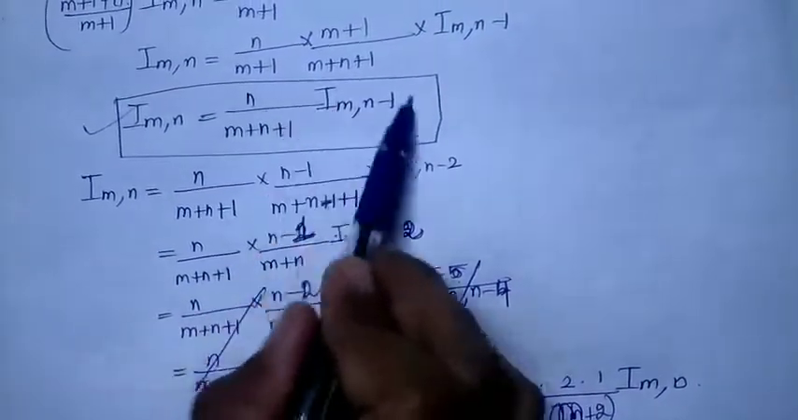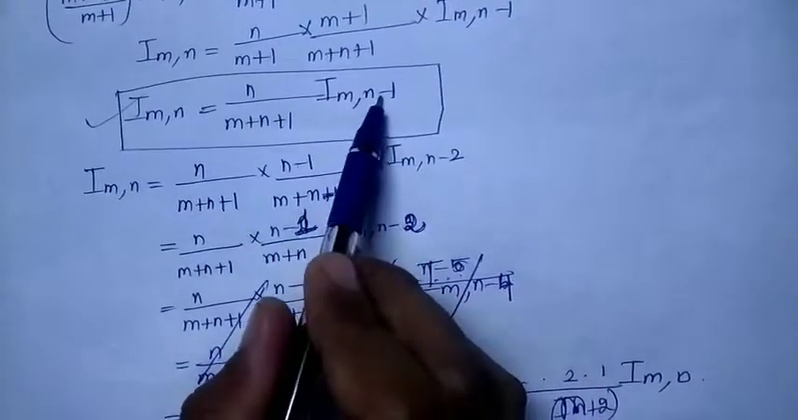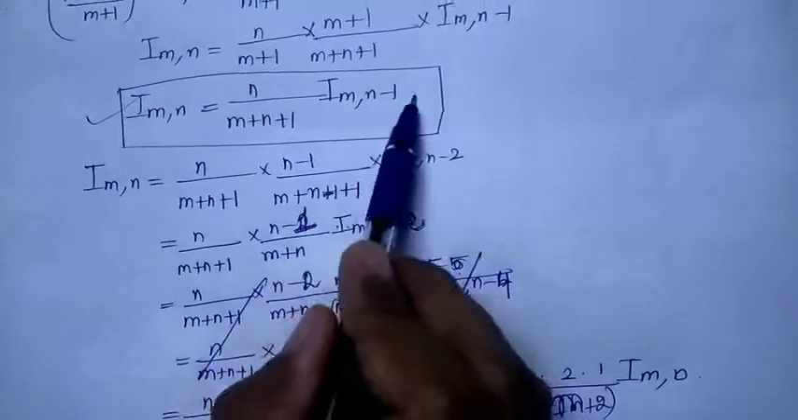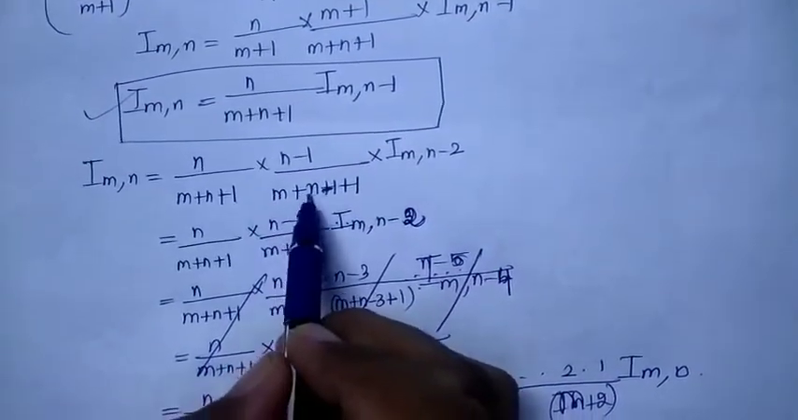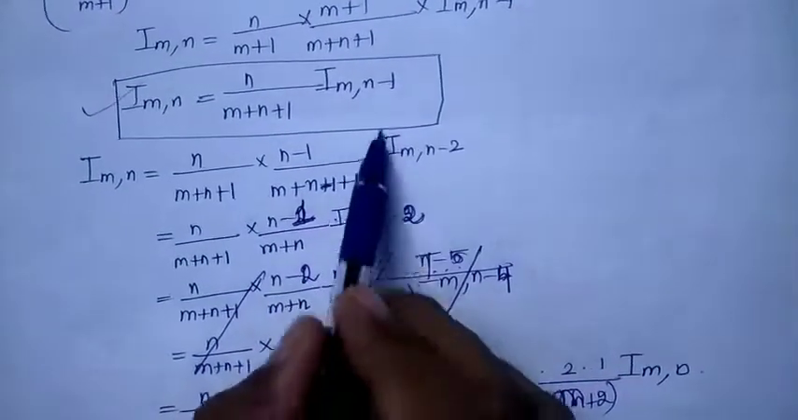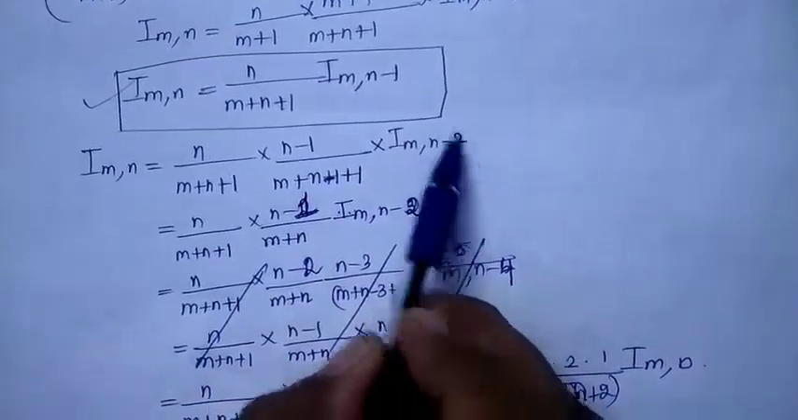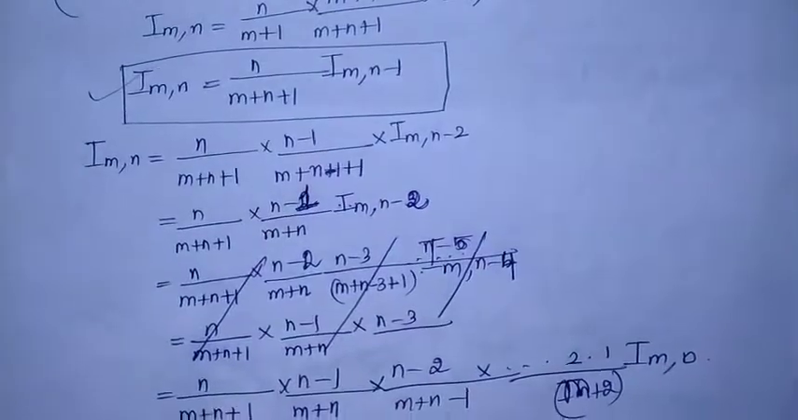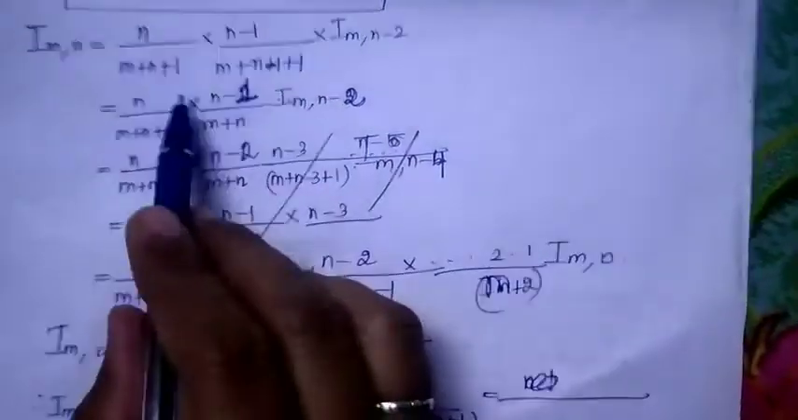So now you deduce this by applying the same formula. So you have to write this as it is. So n minus 1 divided by, add this with 1. So m plus n minus 1 plus 1 into I m n minus 2. Subtract 1, so you'll get n minus 2. Similarly, you have to proceed the same, right? So in the next step, what do you get?